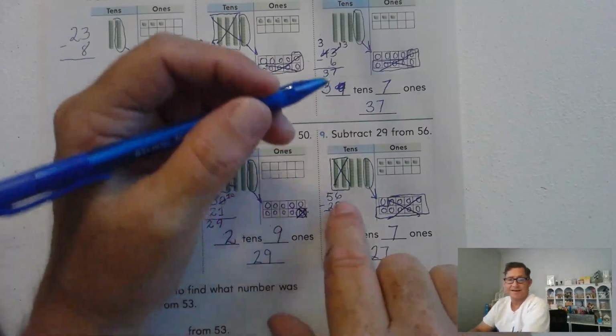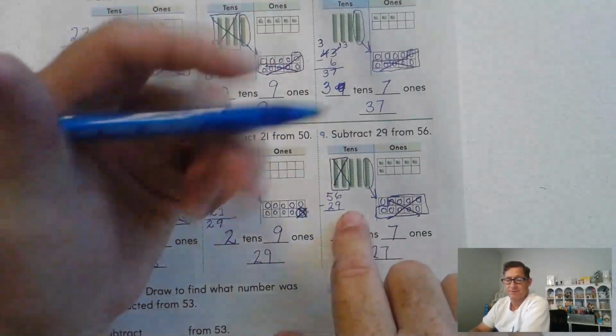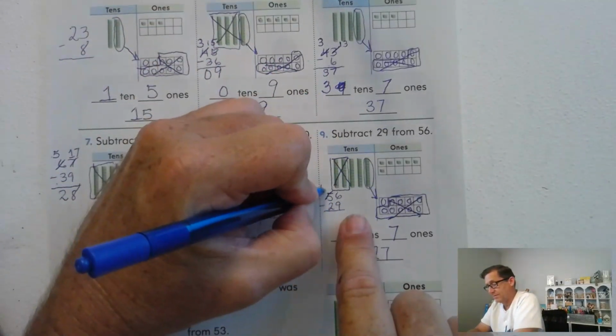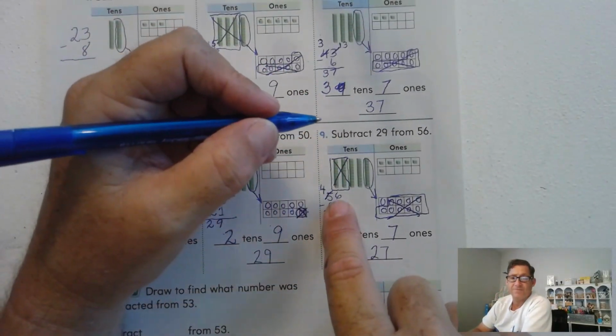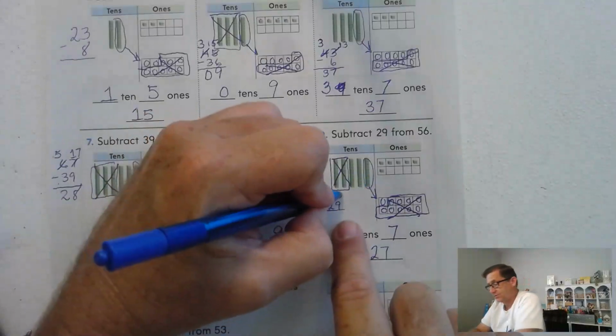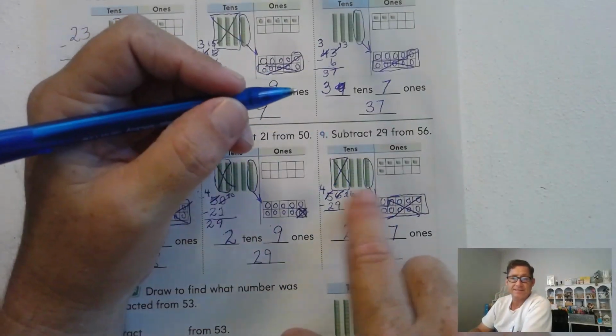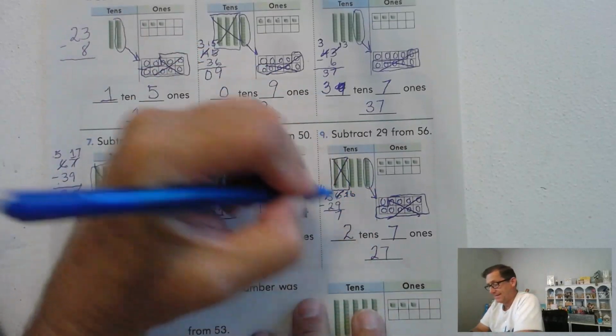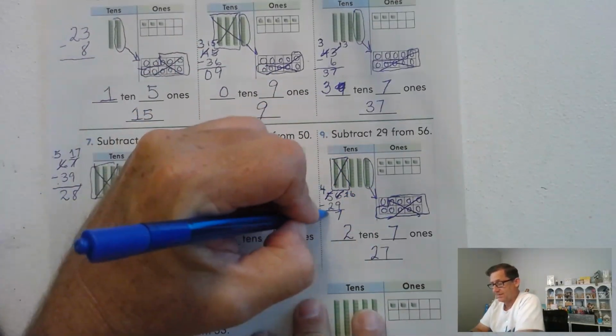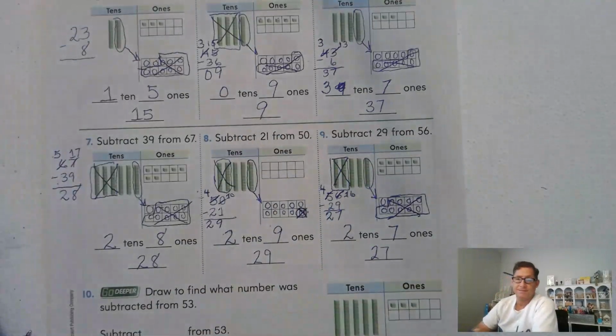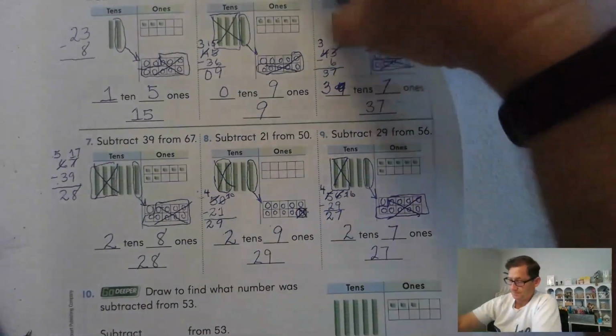Okay, this method, 6 take away 9, I can't subtract 9 from 6. So I'm going to take one of the 5 10s and trade it for 10 ones. So now I have 16 ones. 16 ones take away 9 is 7 ones. And 4 10s take away 2 10s is 2 10s, 27.